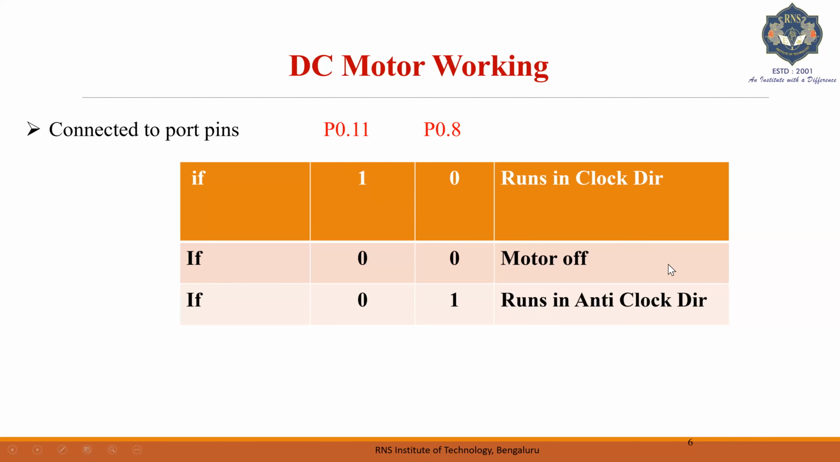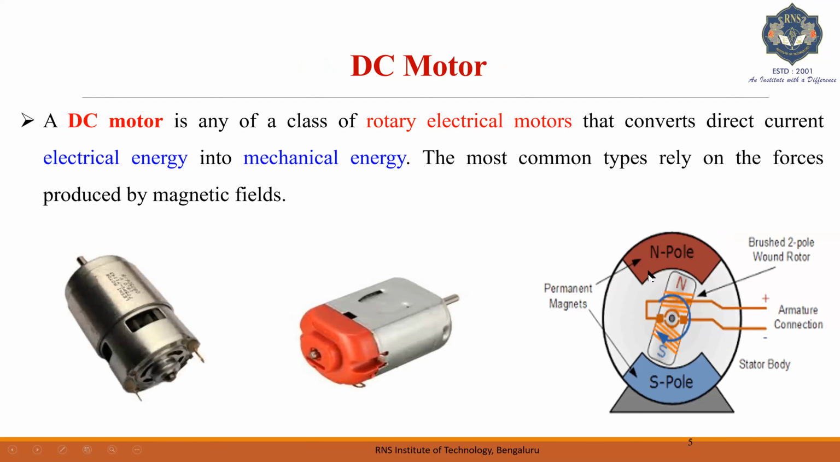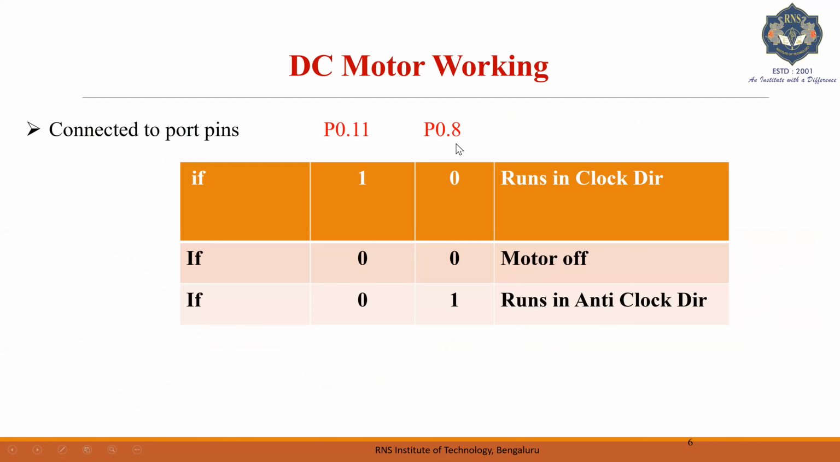So it runs in clockwise direction. When I reverse it, it turns in anti-clockwise direction. We all know whenever this is supplied with 1, the other is supplied with 0. So that's what is explained here. When P0.11 is 1, that is high, and P0.8 is 0, it runs in clockwise direction. That means your DC motor runs in clockwise direction, and when it is 0, 0, the motor is off. So when both are zeros, the motor is off.